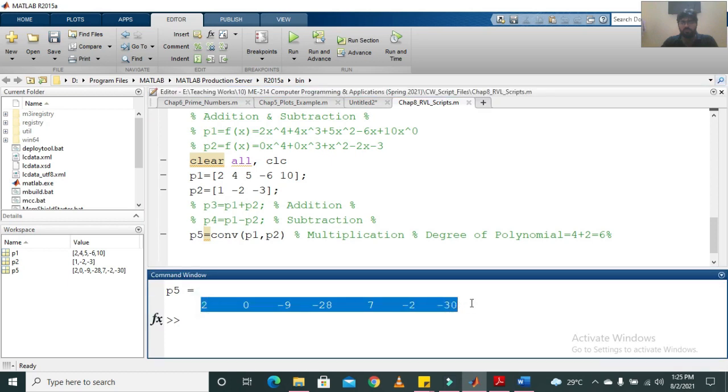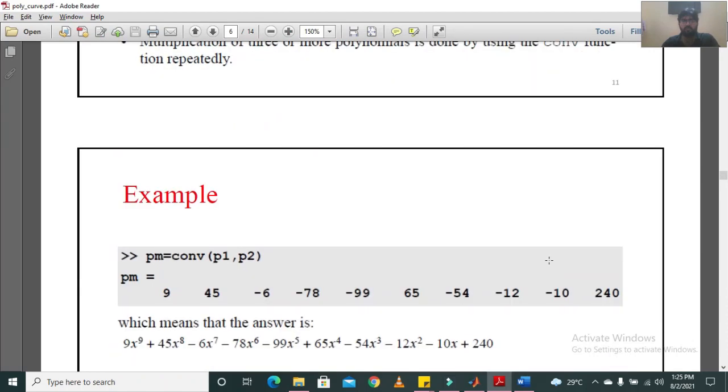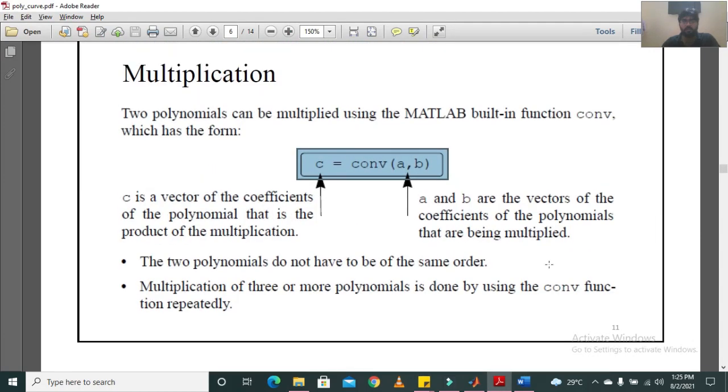So this will be my answer. Again, we learned an important thing here: for addition and subtraction, the order of the polynomials, the order of the array, should be the same, but for multiplication, for the conv function, the order is not needed to be the same.